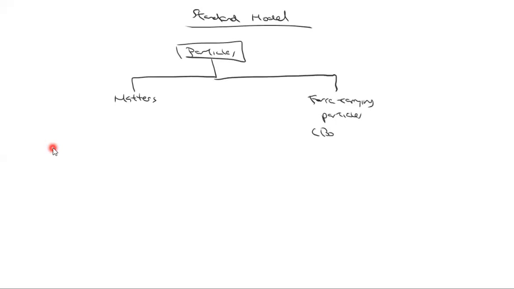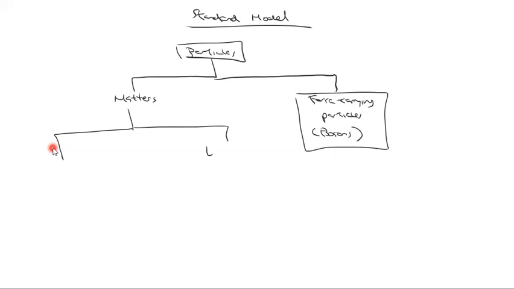So these are what are called bosons, right? Now, within your matter-carrying particles, you need to split them into what are called leptons, and what are called, some people write it as quarks, but basically they're hadrons. So hadrons are basically made up of quarks.